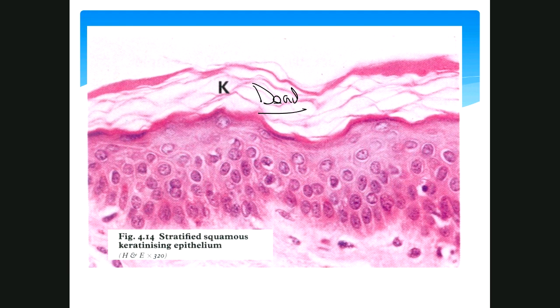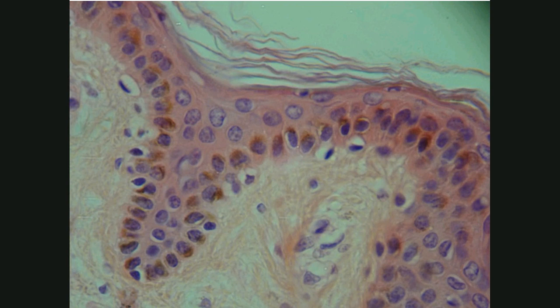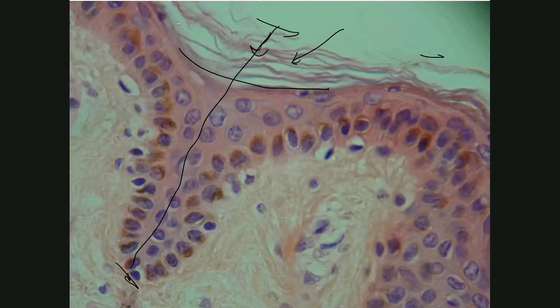And when they die, the nuclei disintegrate. And so we're going to have no nuclei. And so if we look at this, look up here, no nuclei. Right there is where the keratin starts. The tissue goes from here down to here. Or here down to here. But in this layer, it's dead. No nuclei. And so this is keratinized stratified squamous.